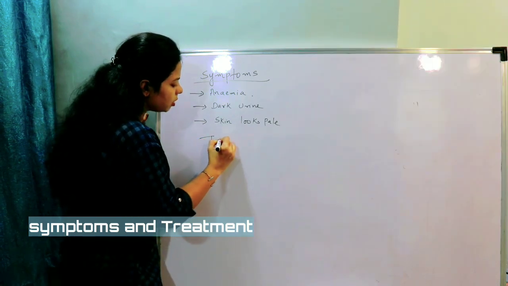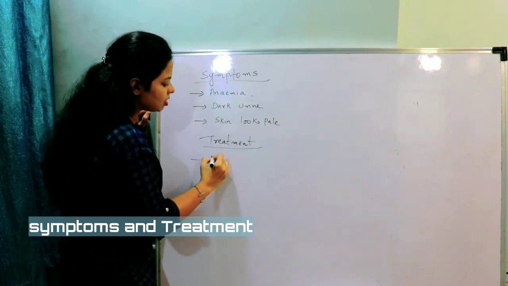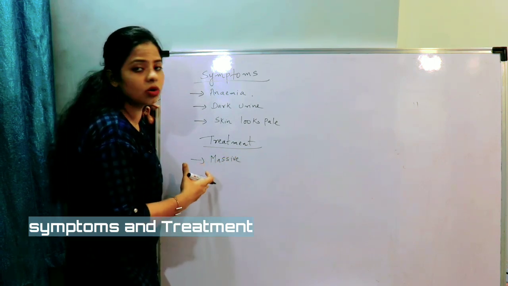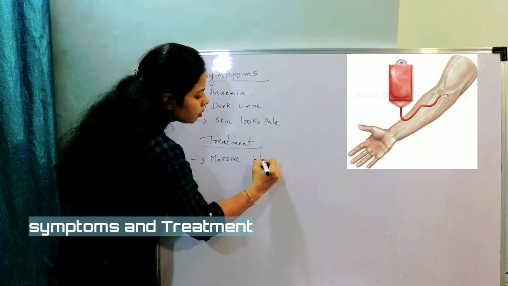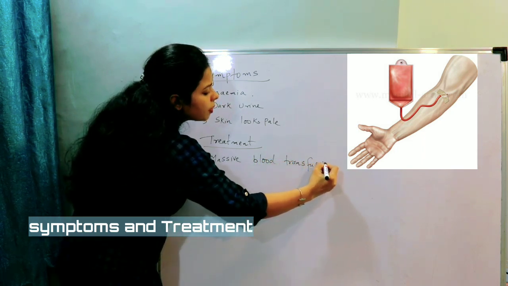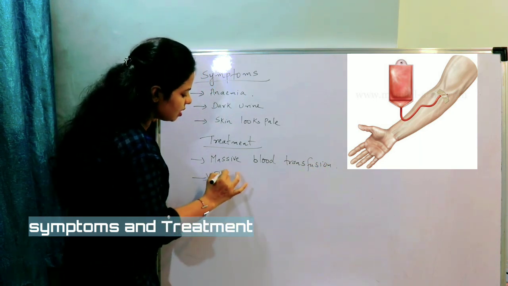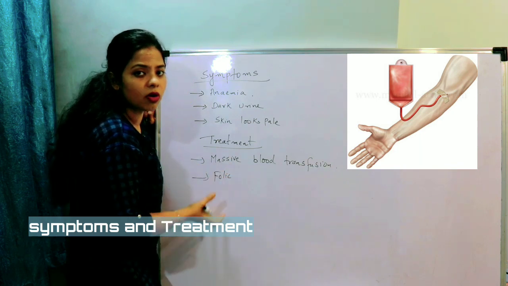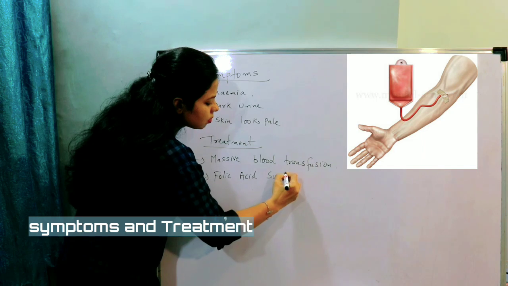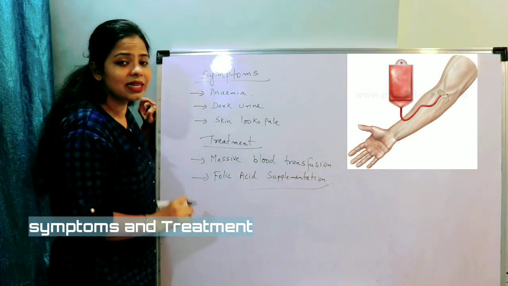Now what is the treatment? Treatment here can be massive blood transfusion. Frequently the person has to undergo blood transfusion, or a person can have supplements of folic acid. Folic acid helps in reducing the symptoms of thalassemia. I hope everything is clear.